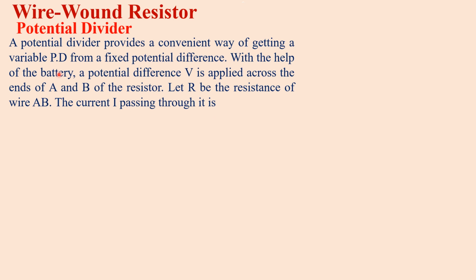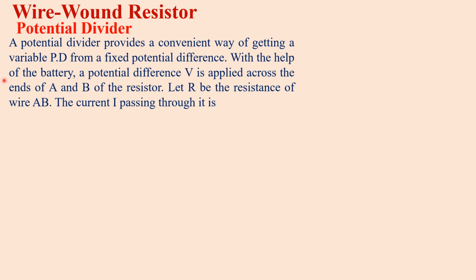Wire-wound resistors can be used as potential divider. From the name you can understand that potential divider divides the potential. By the help of potential divider, we can divide the potential to get required voltage. A potential divider provides a convenient way of getting a variable potential difference from a fixed potential difference.